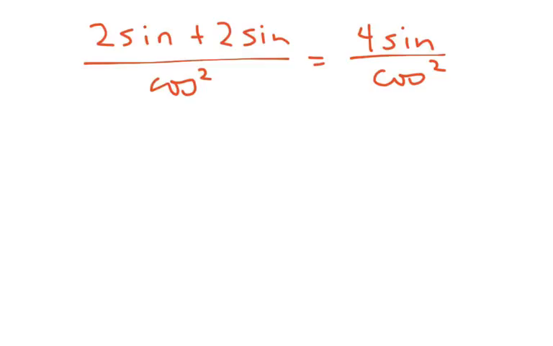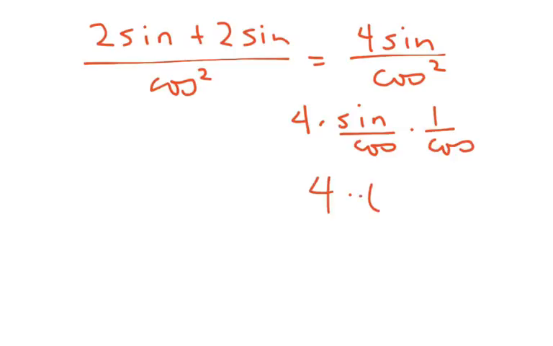Now, I can write this as 4 times sine over cosine times 1 over cosine, which equals 4 times tan times secant, which is, I believe, what we want. And we're done. So you have these two equaling each other.